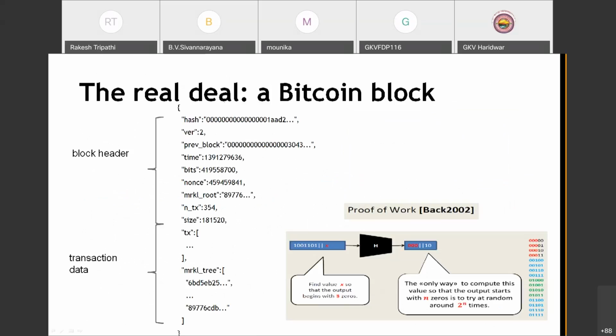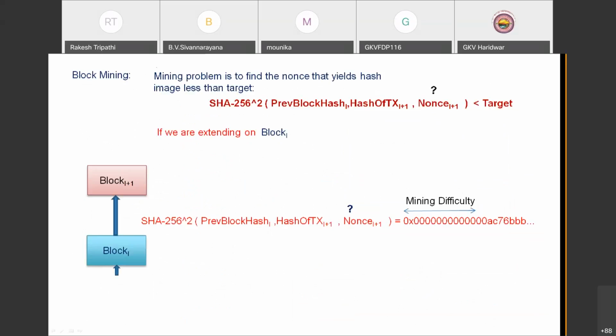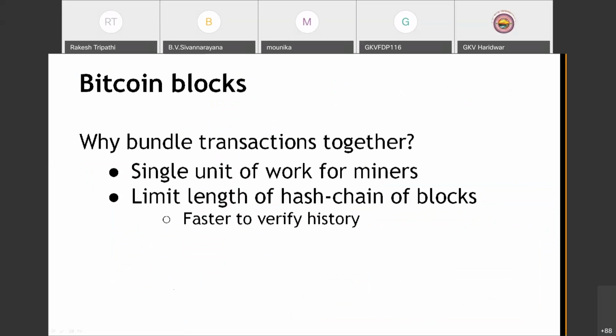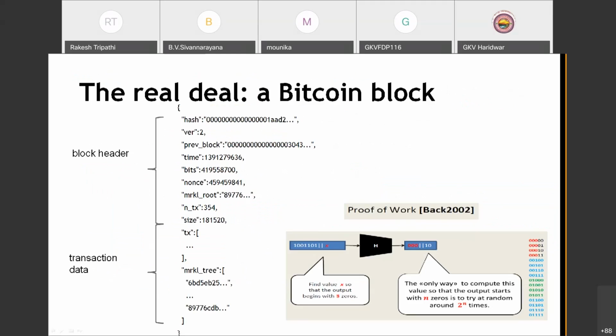Okay, so what happens? There is a concept of proof of work. What is proof of work? In order to show that you have put in some work. This was used in older email services: if you want to send email, the email server gives you some work to do, and when you do that work, your mail will be forwarded, just to throttle spamming.